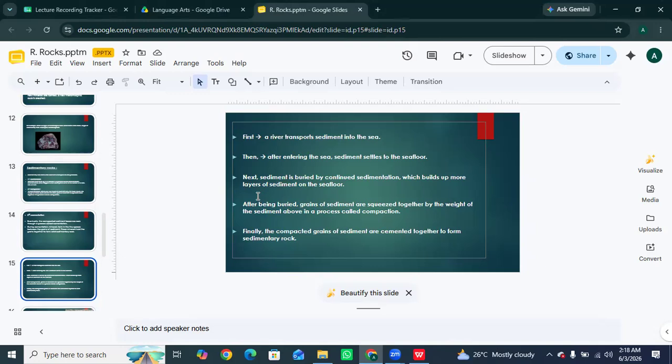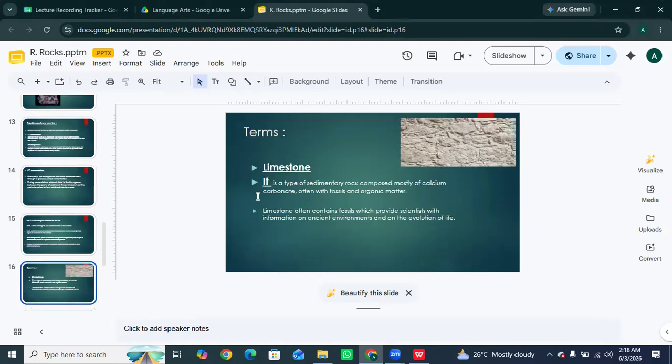Okay, so basically, it is a step by step timeline. Rivers carry mud and sand to the sea. The pieces settle on the seafloor and get buried under new layers, and the weight squeezes them. They glue together into rocks. So in simple words, this is a quick recap timeline of how loose dirt traveling down a river ends up becoming solid stone at the bottom of the ocean.